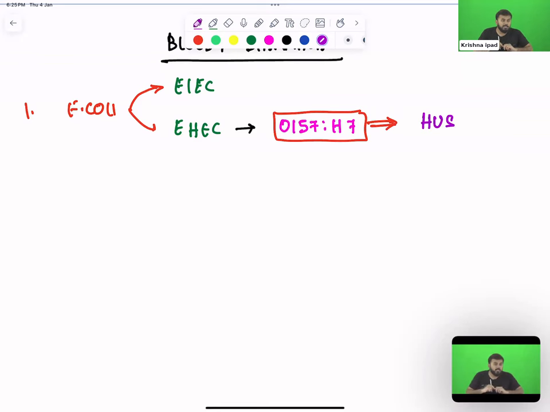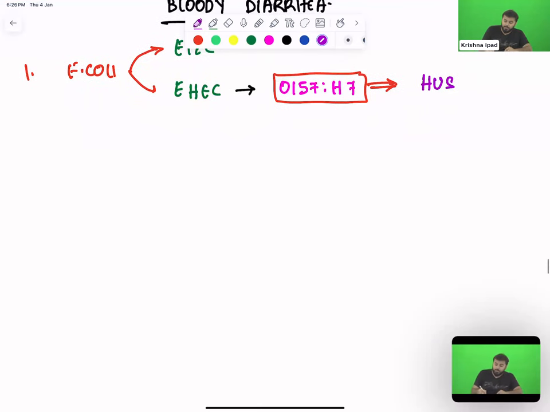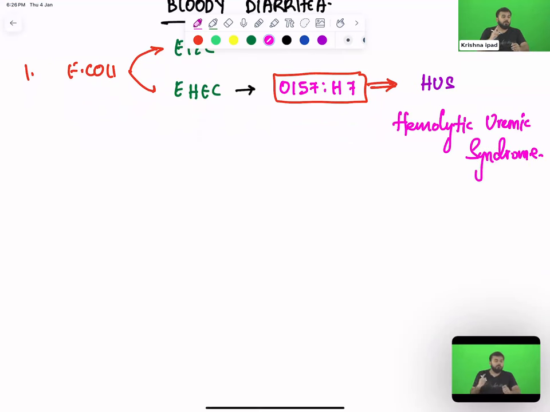What is this HUS? Anyone can abbreviate it for me? Yes, be fast. HUS is what? Very good, Nishoka. Very good, Nidhi Jain. HUS is hemolytic uremic syndrome. We also discussed the triad of this hemolytic uremic syndrome, right? Very, very important for your medicine point of view also.